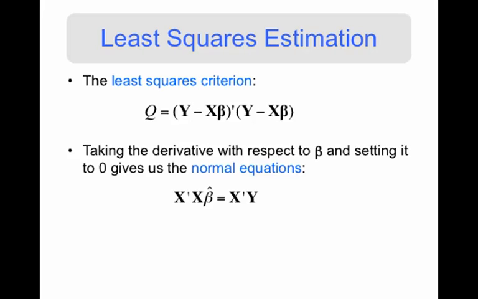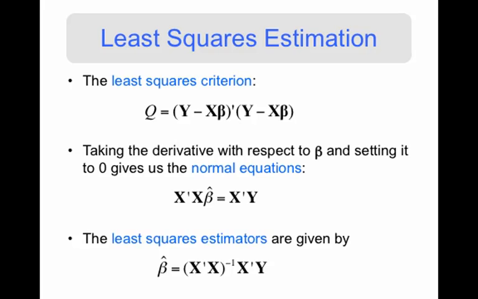So how do we do that? Well, we can take the derivative with respect to beta and set it equal to 0. And if we do this with a little bit of algebra, this gives us the normal equations, which can be written as X transpose X beta hat equal to X transpose y. Now what we want to do is get this beta hat by itself. So we pre-multiply both sides of this by X transpose X inverse, and that gives us the least squares estimator. So the least squares estimator is beta hat equal to X transpose X inverse X transpose y.